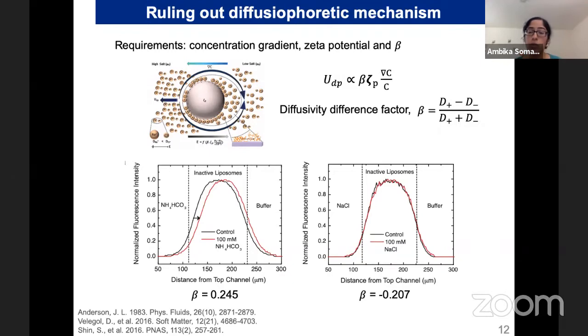In order to rule out diffusiophoresis, we took two salts, ammonium bicarbonate and sodium chloride, which would form opposing electric fields. And we tested the movement of the lipid vesicles in these opposing electric fields. We found out that ammonium bicarbonate moves one way, but in sodium chloride, it doesn't move the other way. And so we can effectively rule out the diffusiophoretic mechanism.